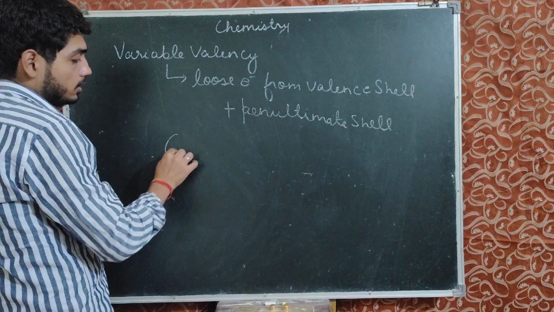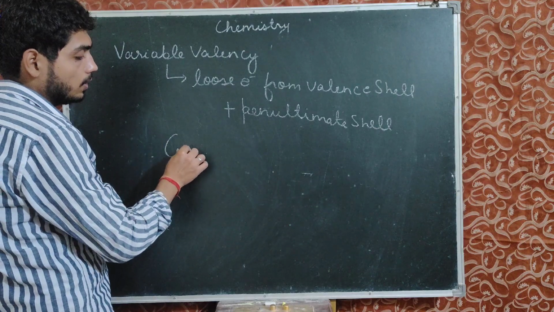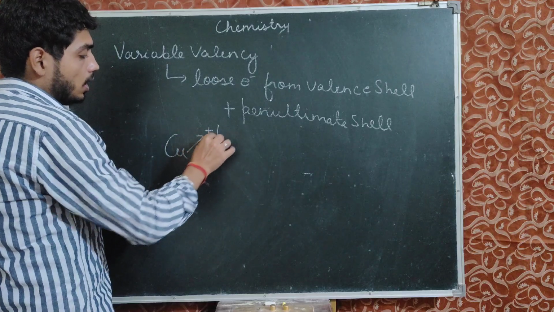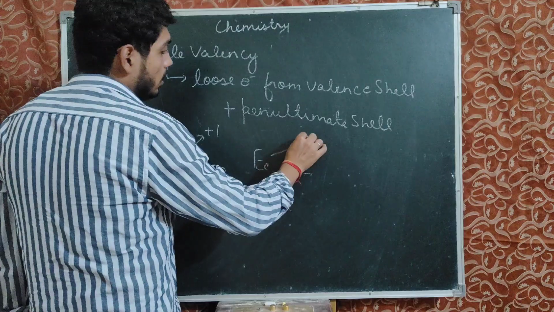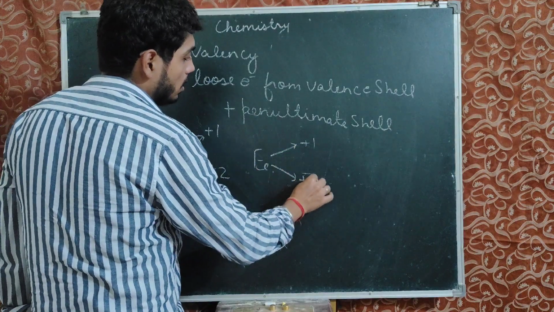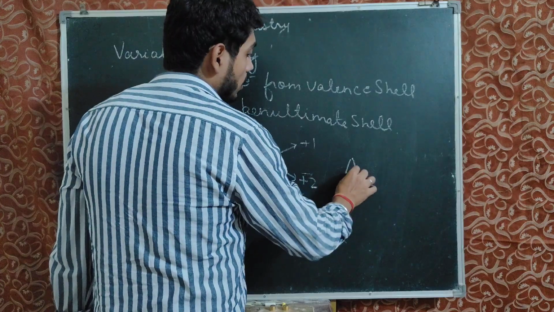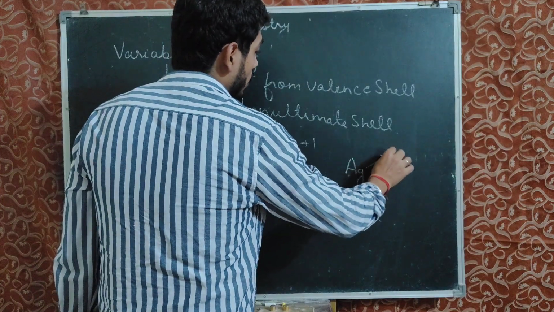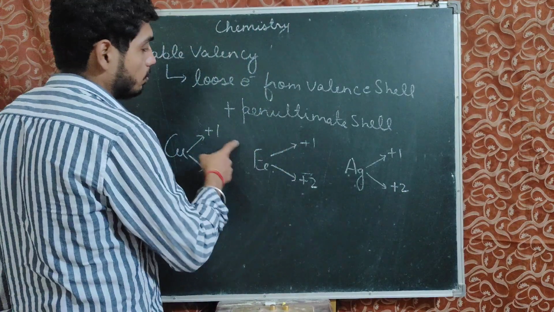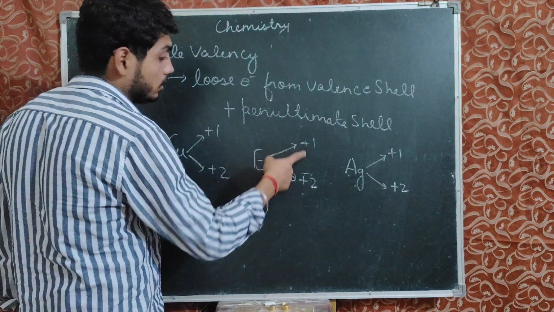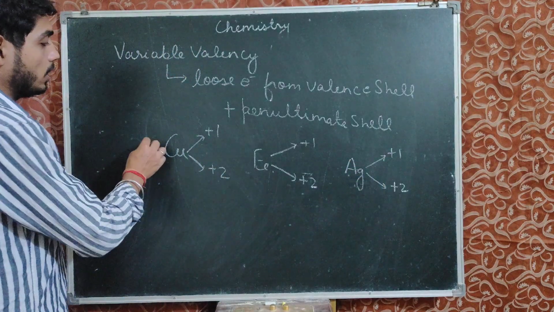For example, let us take copper. We will not go to the electronic configuration because that is a part of class 11. So copper plus 1 and plus 2. Iron plus 2 and plus 3. Copper, iron, and silver, Ag plus 1 and plus 2. Everybody knows this fact: cuprous, cupric. The smaller valency is represented by -ous. Ferrous, ferric. Argentous, argentic. There are some more elements, but write a few examples.